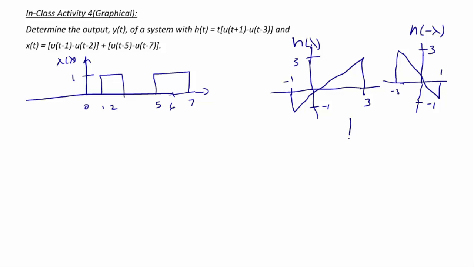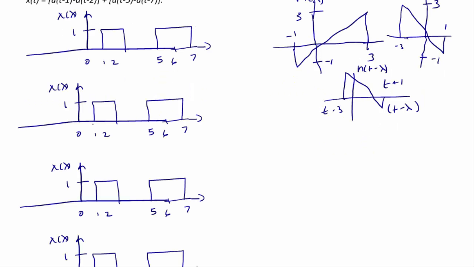And finally, when you slide it, what you're going to have is this ramp where the leading edge is t+1 and the lagging edge is t-3, and this is h of t minus lambda, which equals t minus lambda. Okay, now we are ready to do the regions. Okay, let's sketch h of t minus lambda on our x of lambda regions.